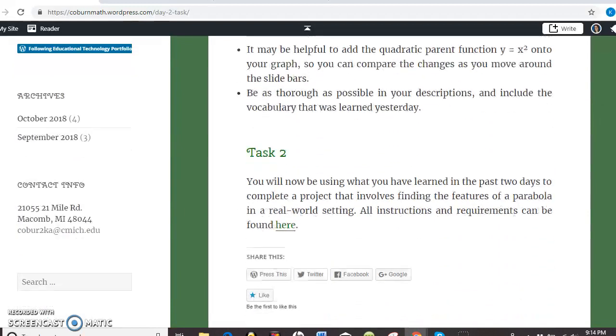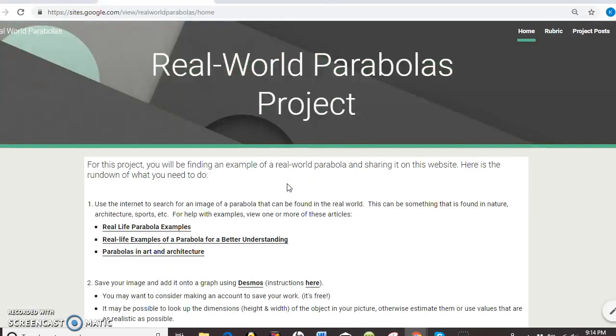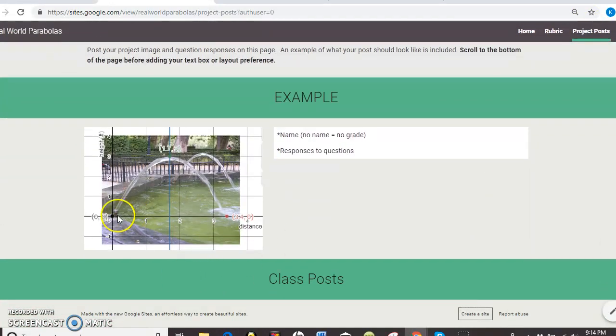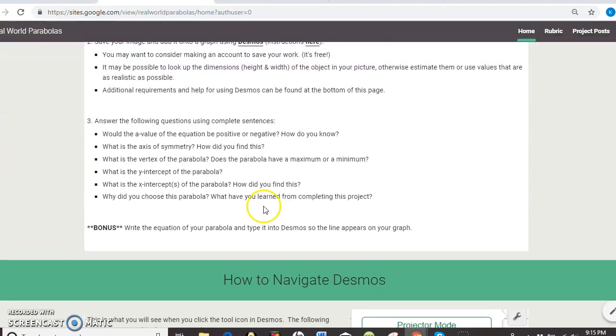Then I do have a summative part here as well, to see what their knowledge is, by having them do a project. If I show you here, they're trying to create a graph, where they find a real-world example of a parabola and fill in all the parts on the graph, vertex, x-intercepts. There are also critical thinking questions that they have to consider, so it really tells me a lot about what they've learned.